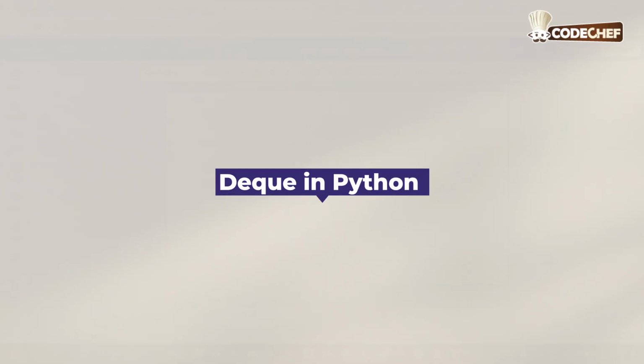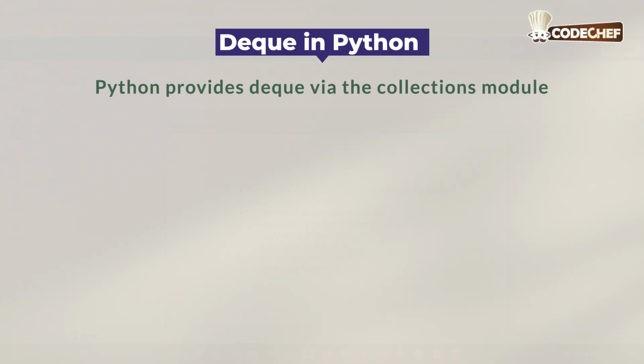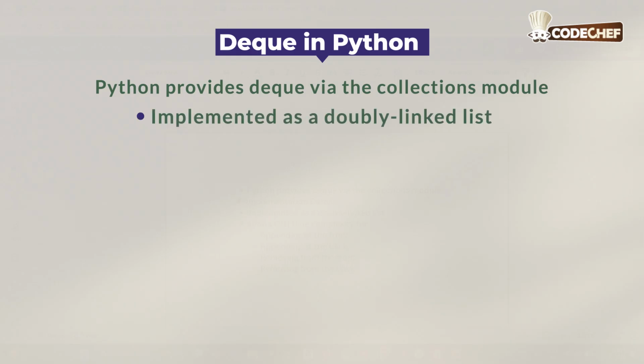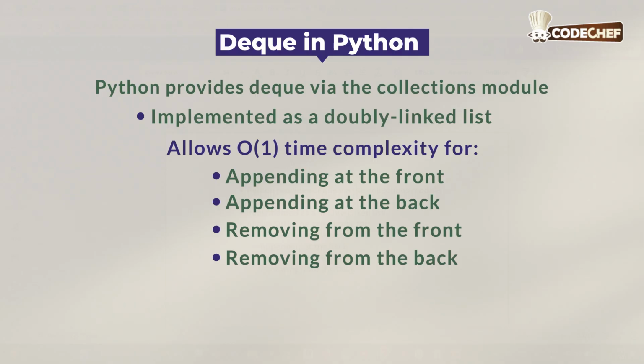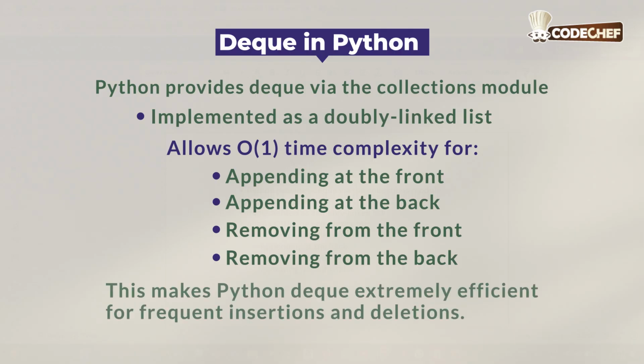Deque in Python. Python provides Deque via the collections module. Implemented as a doubly linked list, it allows O(1) time complexity for appending at the front, appending at the back, removing from the front and removing from the back. This makes Python Deque extremely efficient for frequent insertions and deletions.